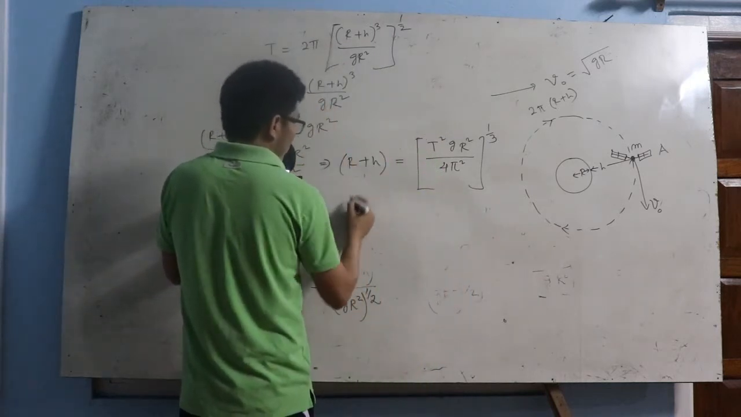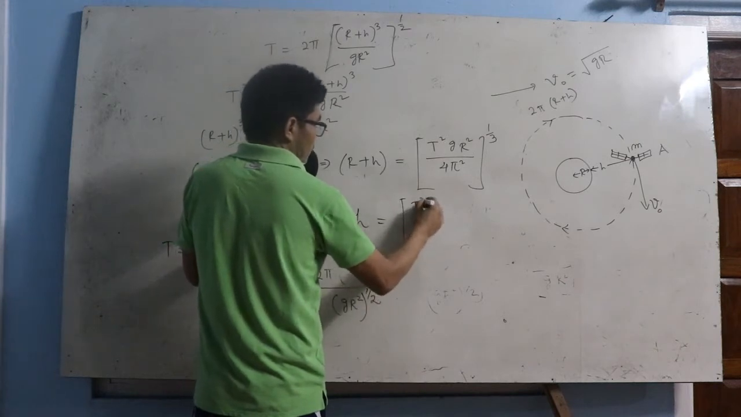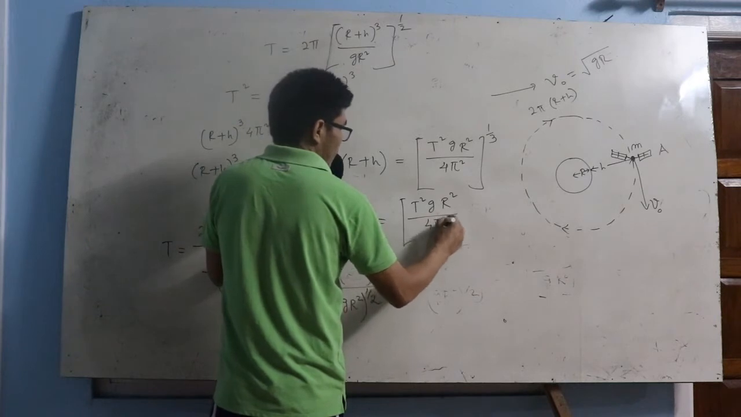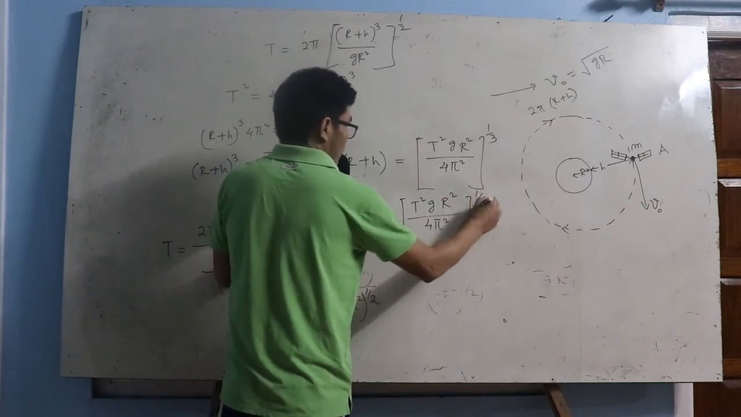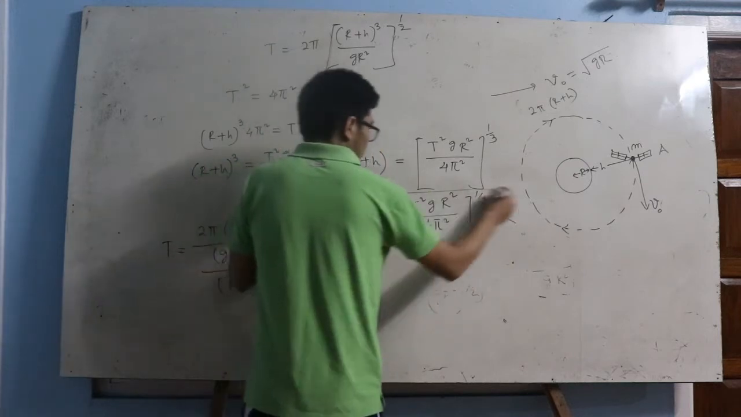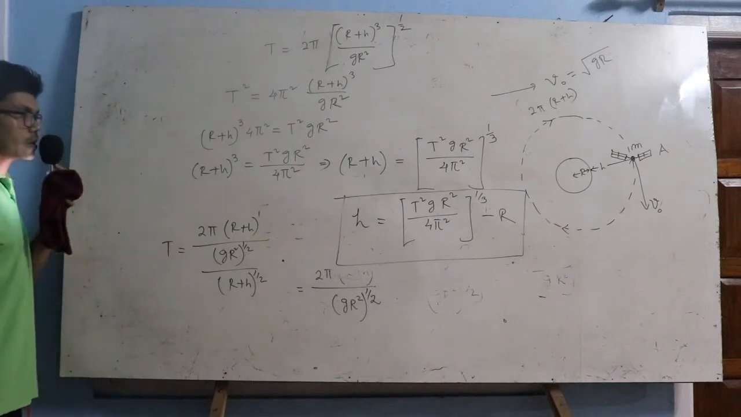So to get the height, you can write h is equal to (T squared g R squared by 4 pi squared) whole power 1 by 3, minus R. So this equation is used to find the height of a satellite.